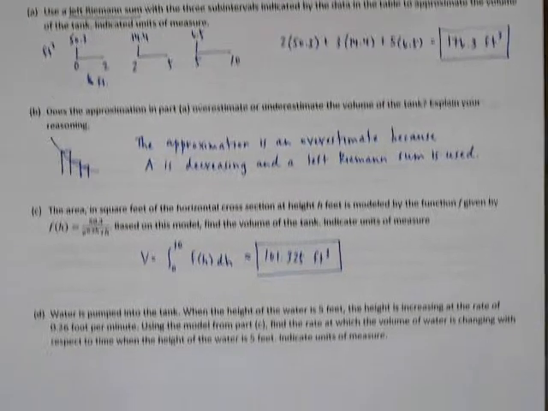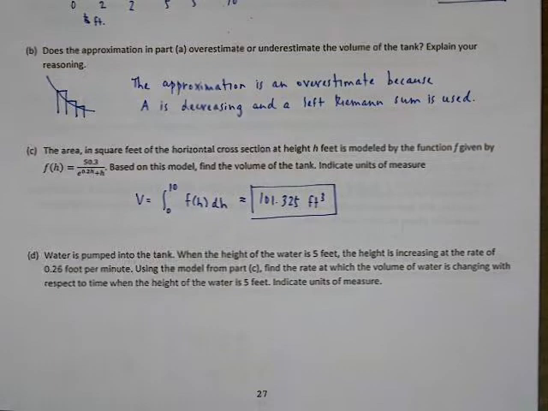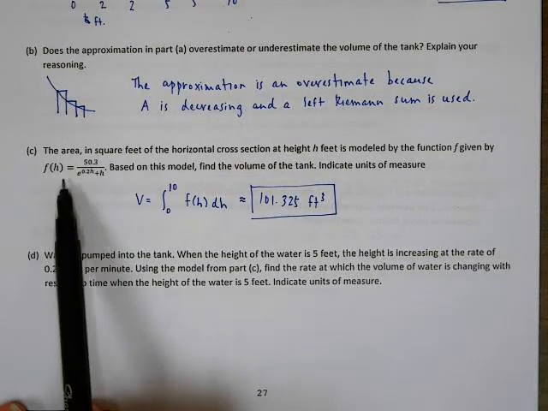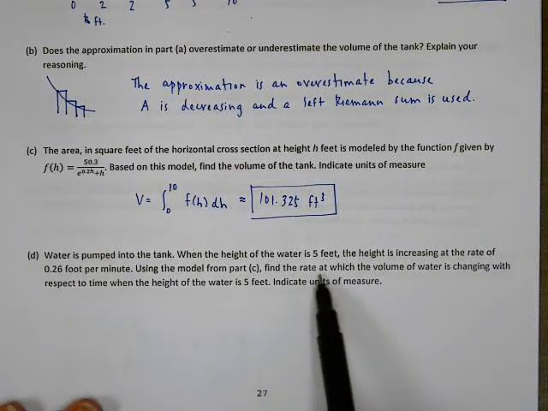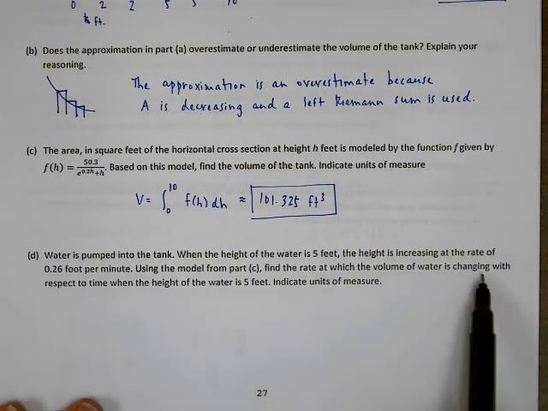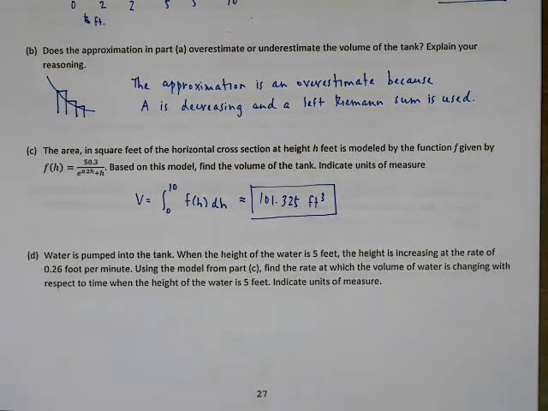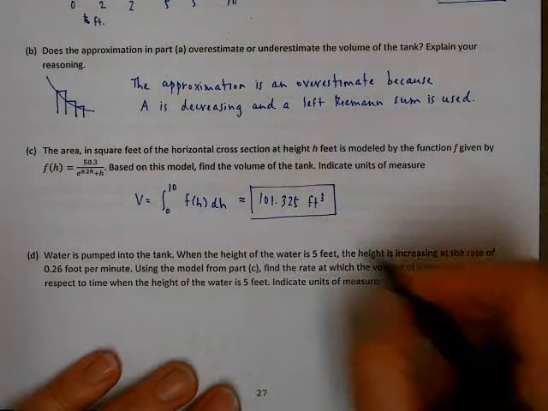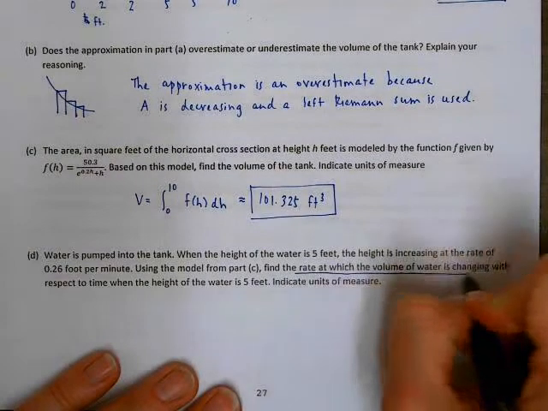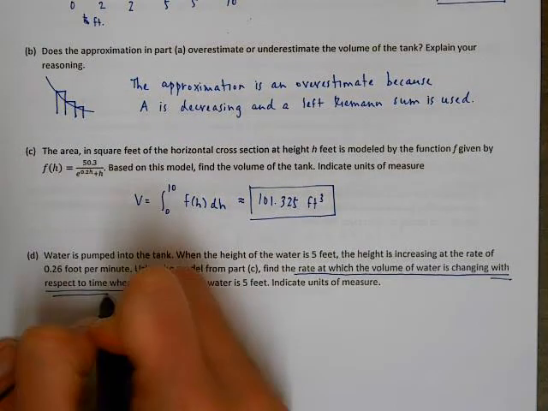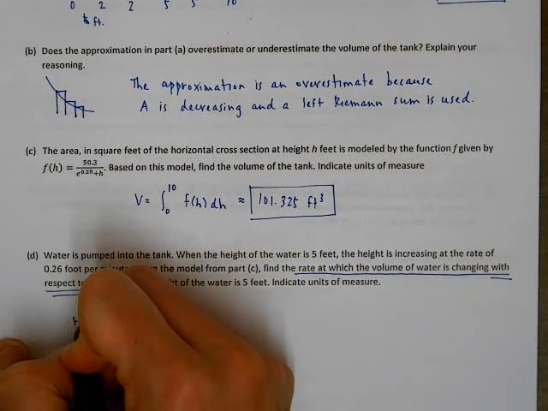All right, so now the last part here. Water is pumped into the tank. So when the height of the water is 5 feet, the height is increasing at the rate of 0.26 feet per minute. And then we're using this function from part C. It's asking us to find the rate at which the volume of water is changing with respect to time when the height of the water is 5 feet. Now, hopefully when you saw this, the rate at which the volume of water is changing with respect to time, we should be thinking related rates.